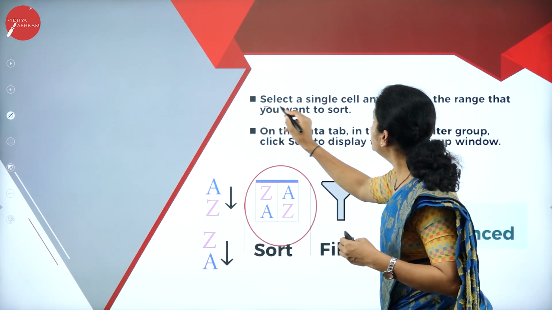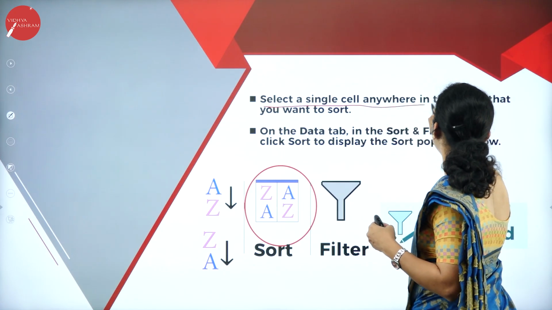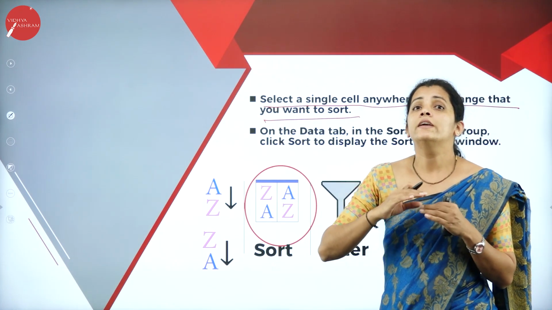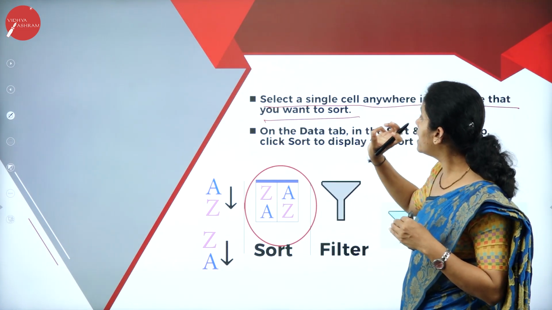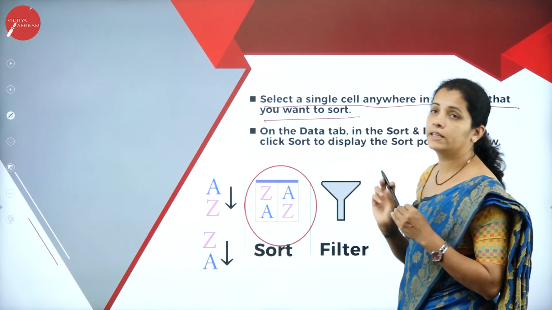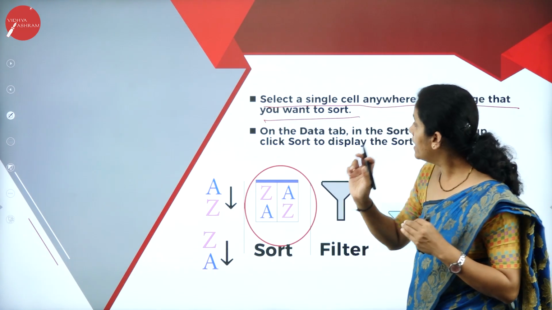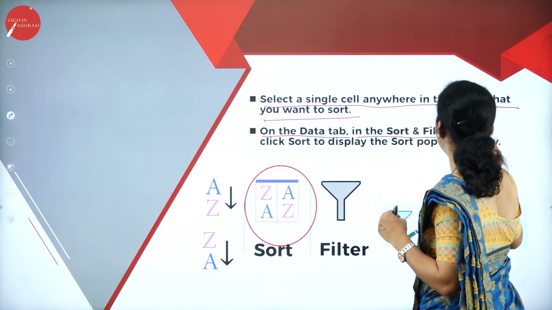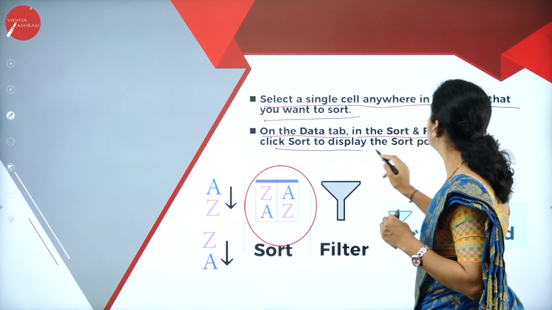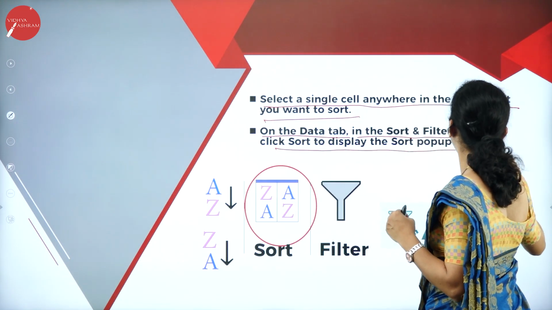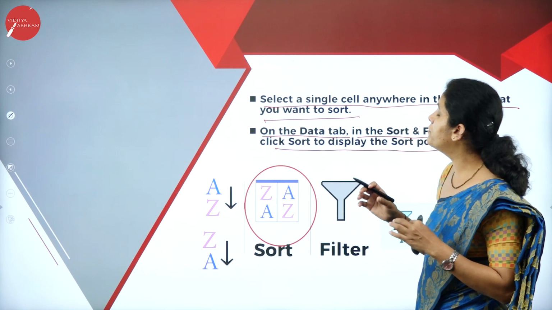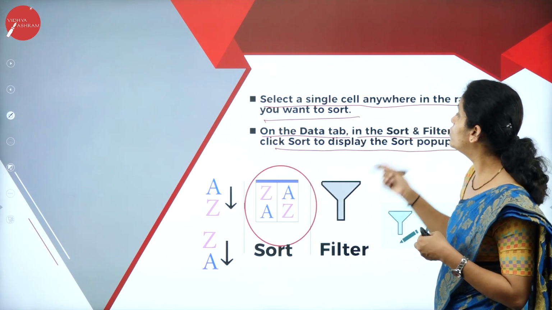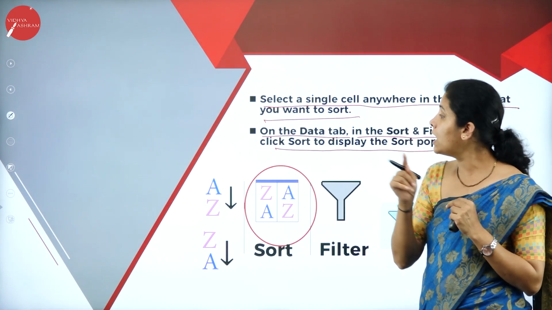And select a single cell anywhere in the range that you want to sort. That means here I can specify the range by selecting the single cell. At the same time, on the data tab in the sort and filter group, click sort to display the sort pop-up window. That means if you want to display the sorting pop-up, then I want to visit the data tab.